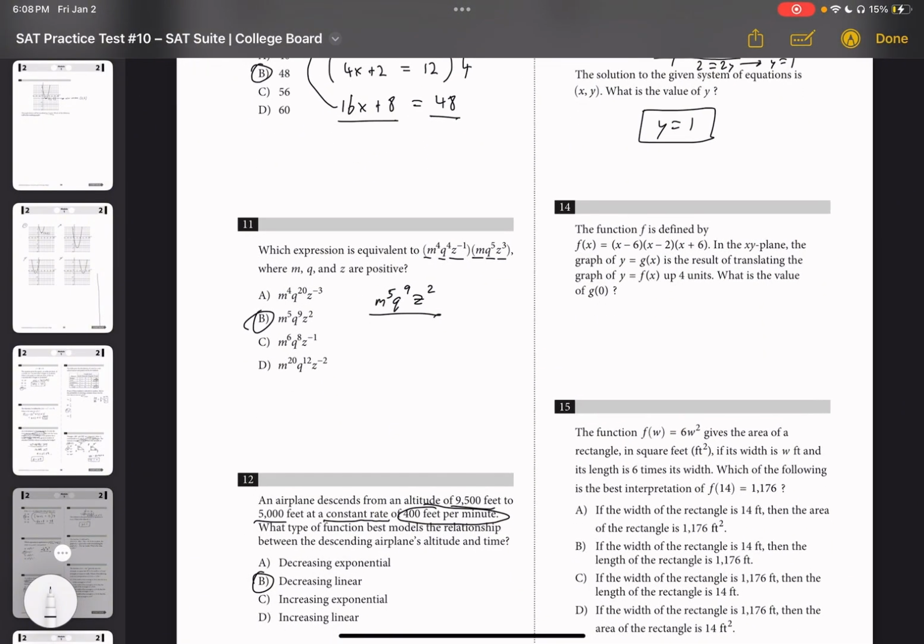Question 14, the function f is defined by f of x is equal to x minus 6 times x minus 2 times x plus 6.